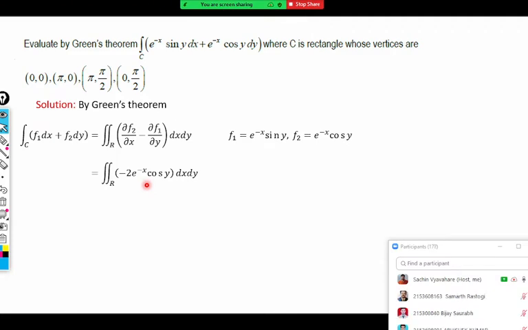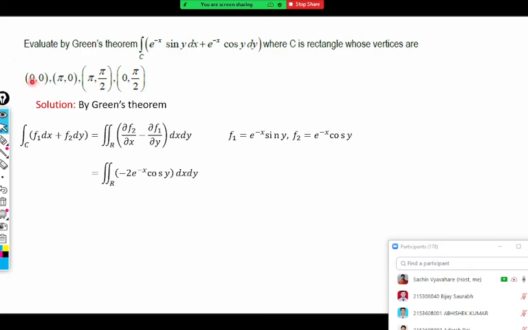Now our aim is to evaluate this double integral over a rectangle. The vertices of the rectangle were given, four vertices. Can you guess the limits of x and y from these vertices? Sir, x from 0 to pi and y from 0 to pi by 2. Yes, that's right. These are the four corners of the rectangle.